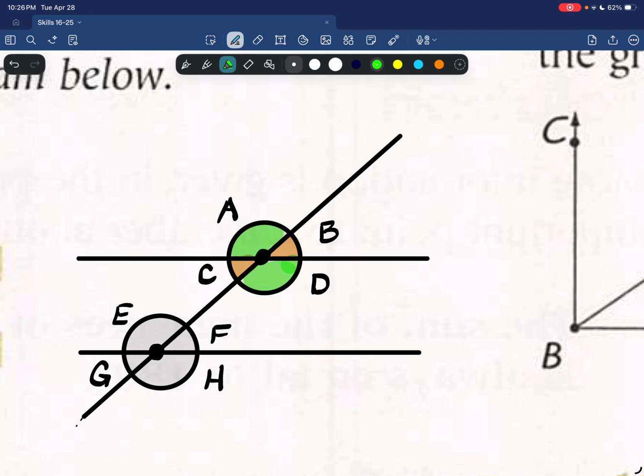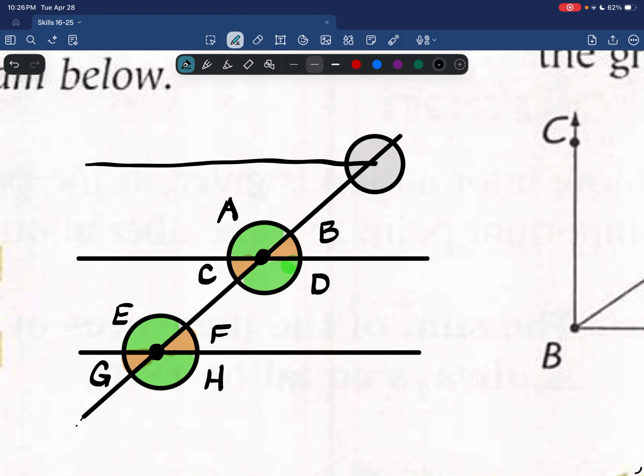Going to do the same down here. E is green, and so is H. Makes a bow tie. And then F and G are equal. And that would be true if we had another line, another circle up here. If you drew in another one of these coming through here, that same pattern would follow as long as you kept going.